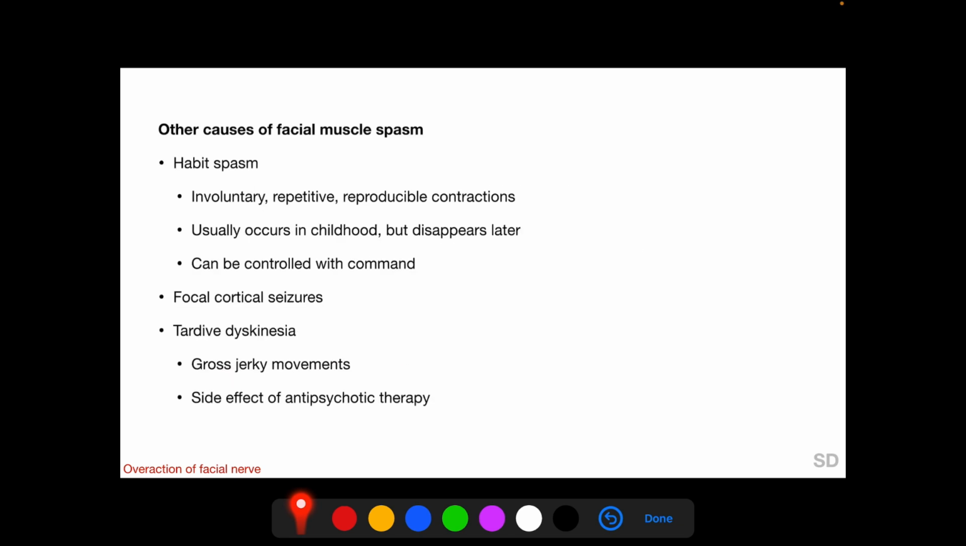There are also other causes of facial muscle spasm. They include habit spasm, which usually occurs in childhood but disappears later and can be controlled with command, and they are involuntary and repetitive contractions of the facial muscles. Focal cortical seizures can also cause facial muscle spasm, and tardive dyskinesia, a side effect of antipsychotic therapy, may have jerky movements of the facial muscles.